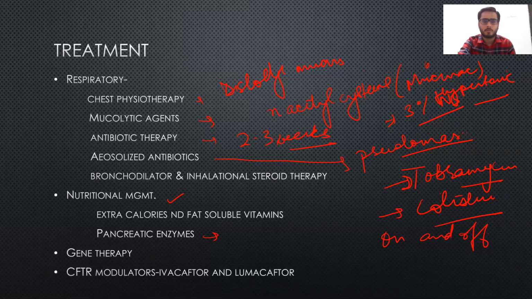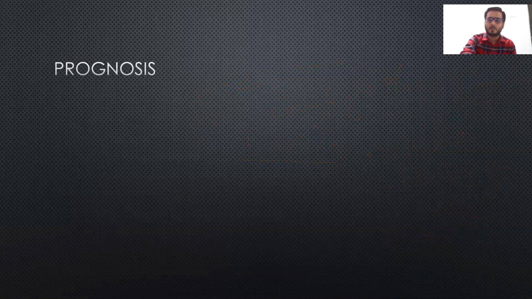Pancreatic enzymes, capsules come. Gene therapy is under research. CFTR modulators, ivacaftor and lumacaftor. These drugs basically act in various specific types of mutations. It has been seen that some modulate the effect of CFTR, some increase the effect of the defective CFTR. Prognosis is not good. Life expectancy, as I told, is a maximum of 30 to 40 years, and the earlier the patient presents, the poorer is the prognosis.